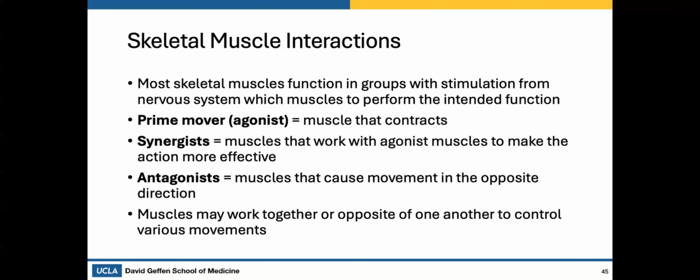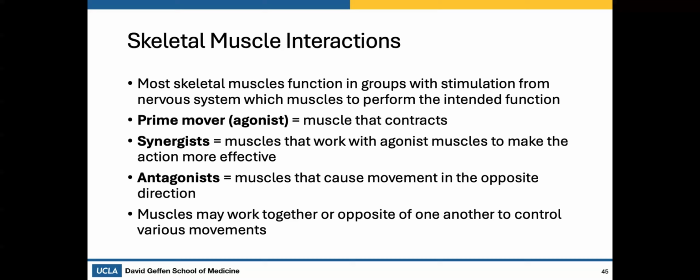Skeletal muscles interact through coordinated actions that enable smooth and efficient movement. These interactions involve three primary roles: the prime mover, or the agonist, synergists, and antagonists. The prime mover, known as the agonist, is responsible for producing a specific movement. These are muscles that contract.